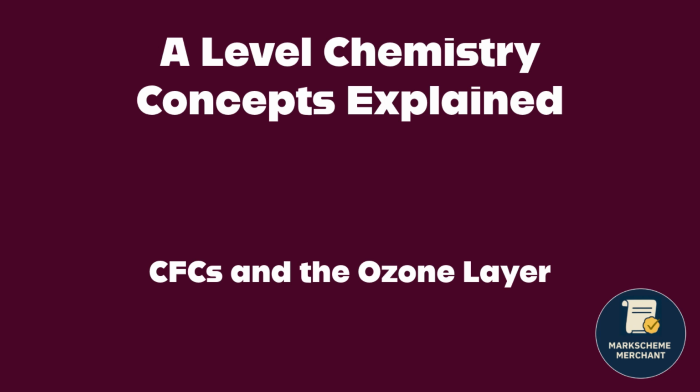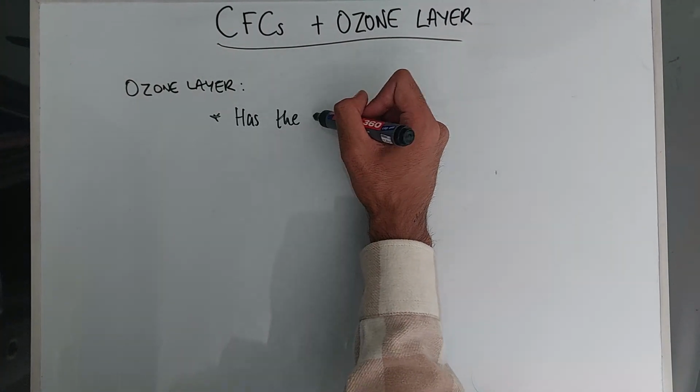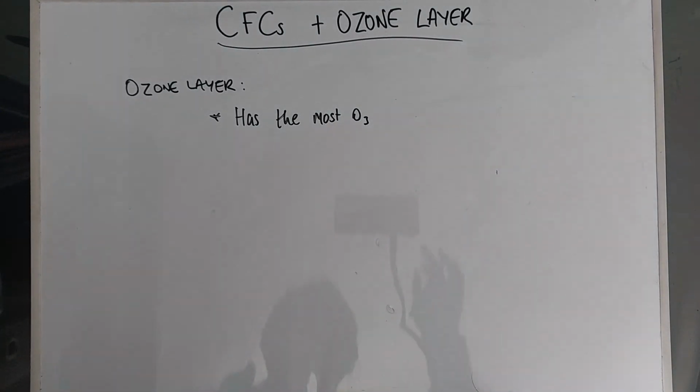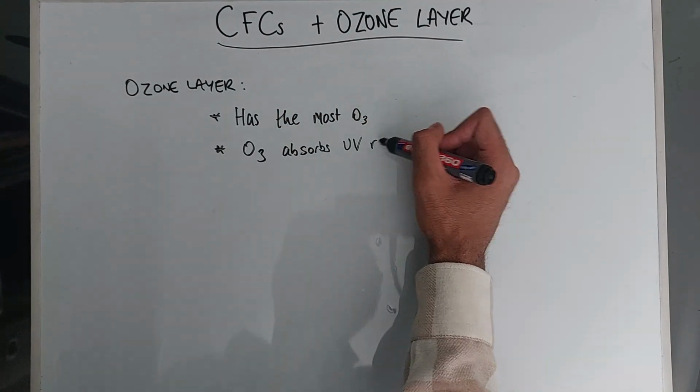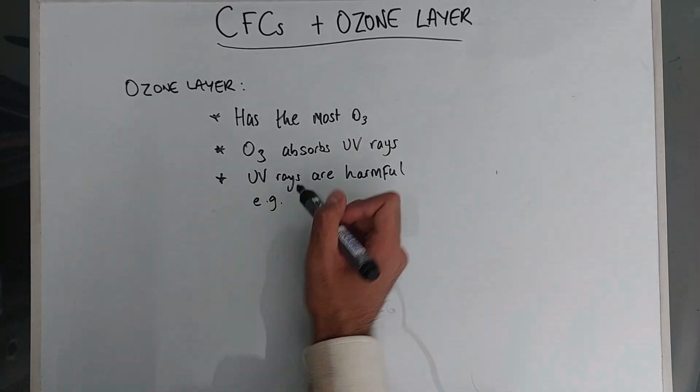This video will cover chlorofluorocarbons and the ozone layer. Okay, let's dive into the topic. The ozone layer is a layer of the stratosphere that contains a high concentration of ozone. Ozone absorbs harmful UV rays.